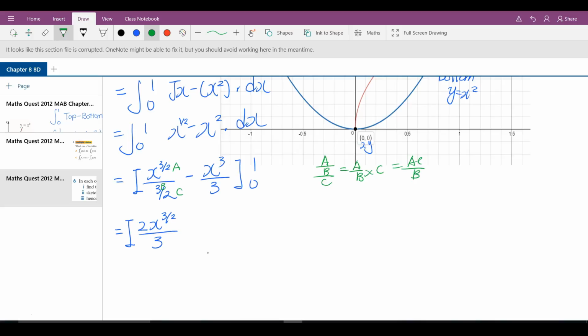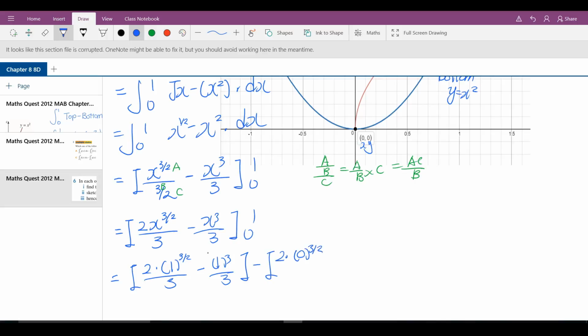All right, so this is what happened and what I got down there. Minus x cubed over 3. Same thing. From 0 to 1. All right, let's put the numbers in. So 2 multiplied by 1 to the power of 3 over 2 all over 3 minus 1 to the power of 3 over 3. And then minus 2 multiplied by 0 to the power of 3 over 2 all over 3 minus 0 to the power of 3 over 3.